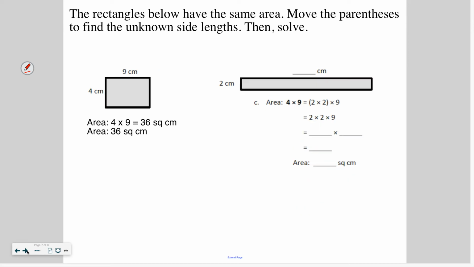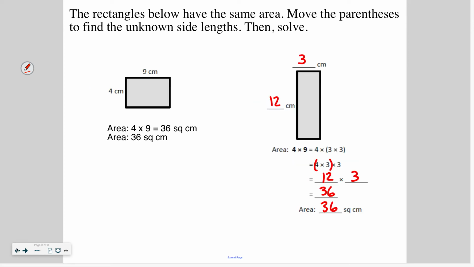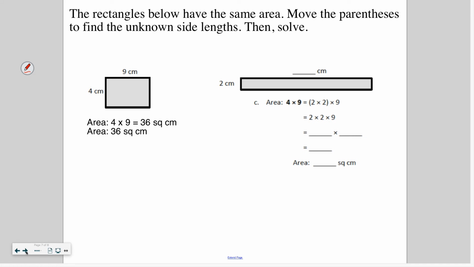So try this last one, doing the same thing I just did. We're moving the parentheses to find the new side lengths. So go ahead, pause now, and try this one. You can always rewind if you're not sure what I just did or you need to look at it one more time. And then press play when you're ready to check your work. All right, welcome back. So you should have already solved. If you haven't already, please pause again so that you don't see the answer before you've solved.